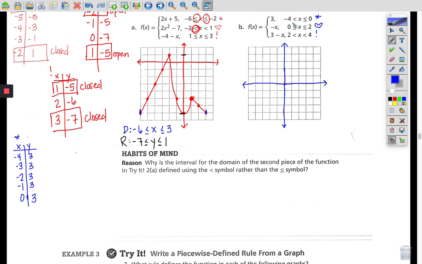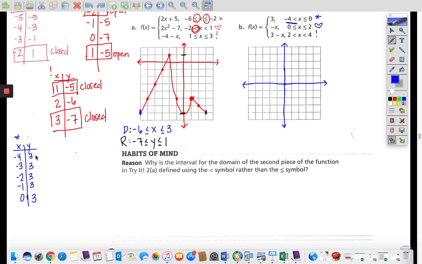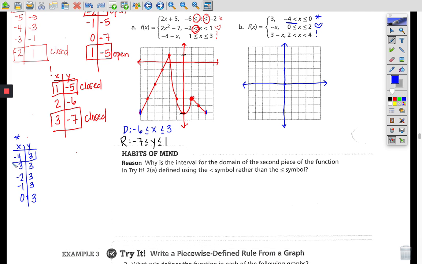At -4, I should have an open circle. At 0, I should have a closed circle. So let's see, we got -1, 2, 3, 4. Go up 3. Should be an open circle. -3, 3, -2, 3, -1, 3, and 0, 3.